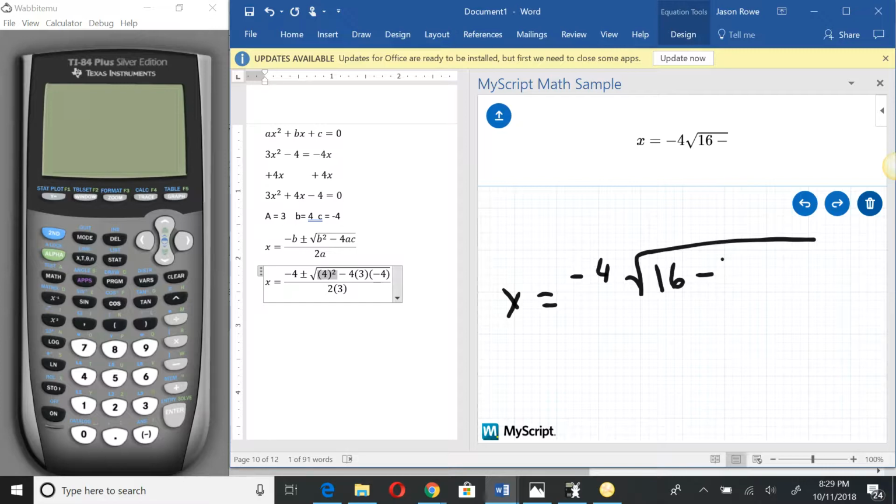-4 times A times C. Let's go ahead and work that out. If you don't know it, pull out your calculator. -4 times 3 times -4. That's 48. And that's going to actually end up being plus 48. You notice this is a positive 48, so that's going to be plus 48.